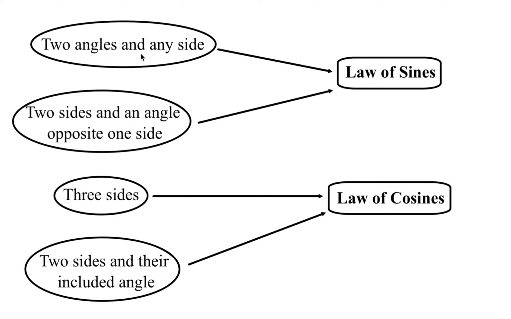So you have blanks in these ovals here. So we're going to use the law of sines, and this is a good thing to add to your note card. If we have two angles and any side, we're going to use the law of sines. If we have two sides and an angle that's opposite one of the sides, we're going to use the law of sines. If we have just three sides and no angles, we have to use the law of cosines. If we have two sides and then the angle that's between the two sides, that's also a law of cosines.